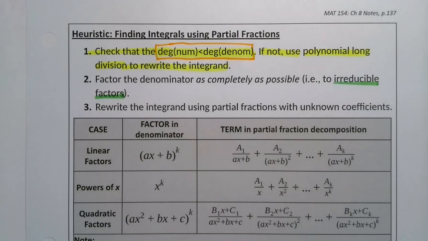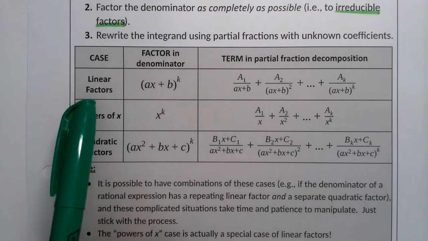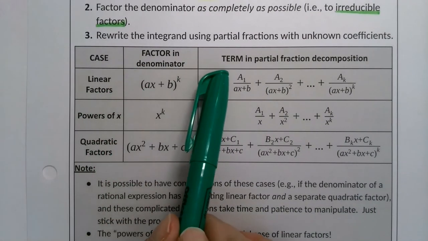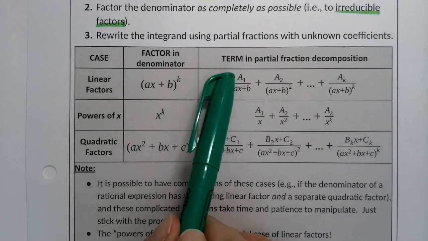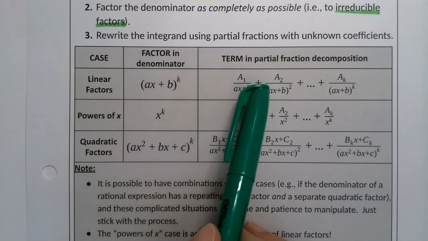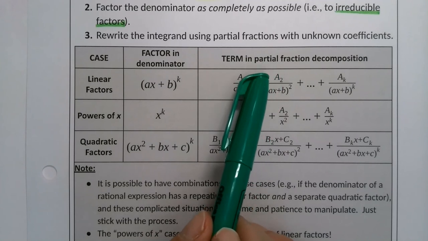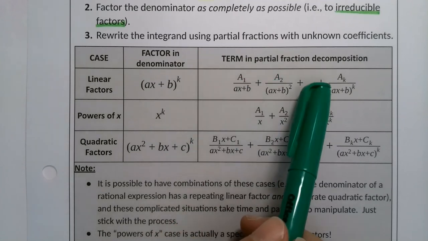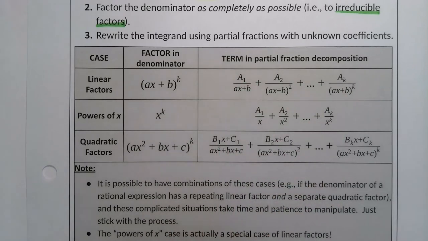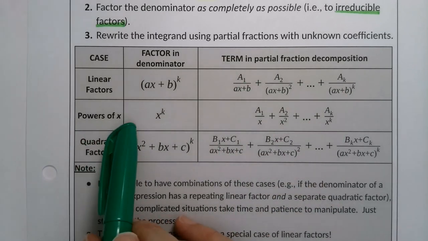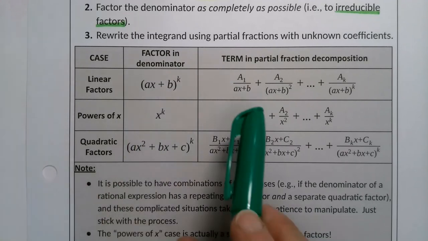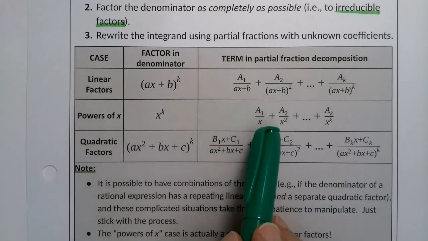Then you're going to rewrite your integrand using partial fractions with unknown coefficients. So you're going to split it up. If you have linear factors, which is ax plus b to some power, you'll write a constant, capital A, over that linear factor plus another constant. And they're using A1, A2, that's fine. You can use A, B, C, or you can use A1, A2, A3. It'll all work. If it's powers of x, x is technically a linear factor. This is like a special case of this one above. So it'd just be A1 over x, A2 over x squared, and so on.